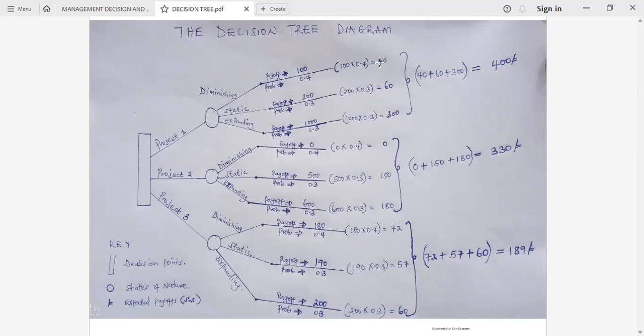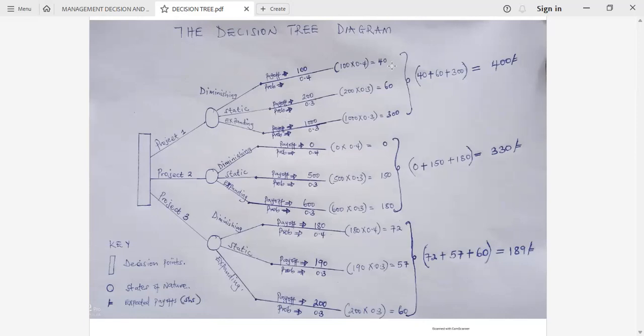Remember, these expected values are for these different states of nature. The diminishing has an expected value of 40. This is what we expect to get in terms of the amount, 40 shillings. Then for static, we are expecting 60 shillings, and expanding, we are expecting 300. Because we've taken the probability, these are the expected values. So we add these different expected values from the different states of nature to get the overall expected value of the project.